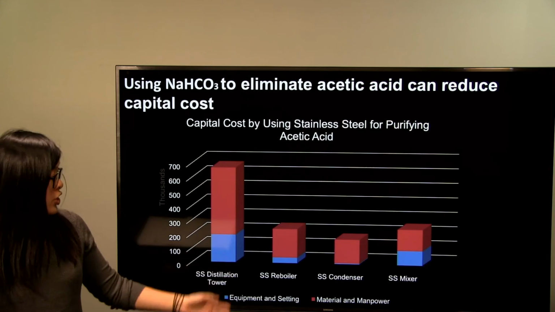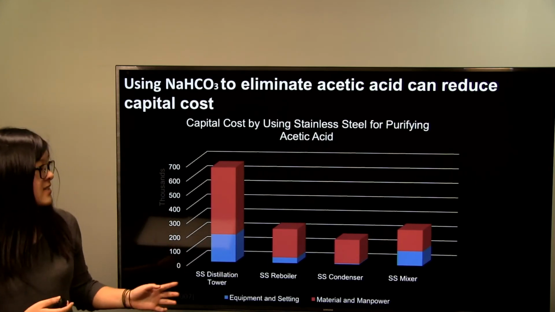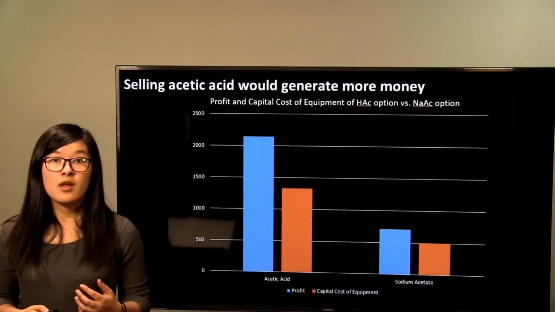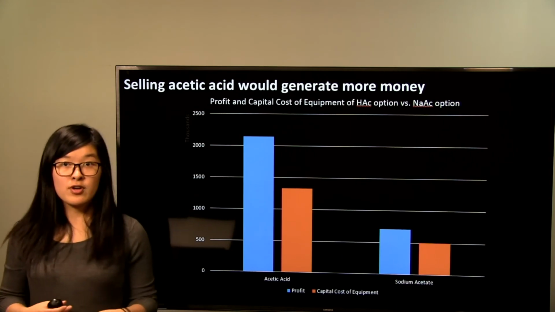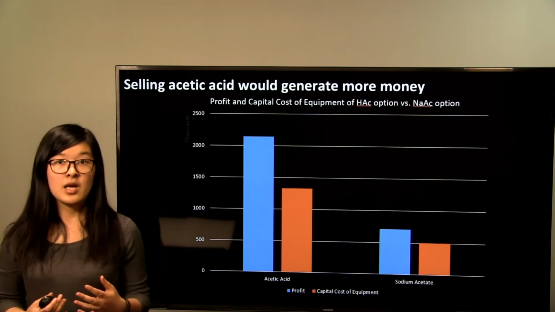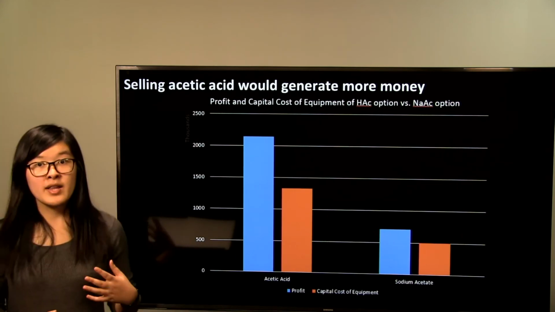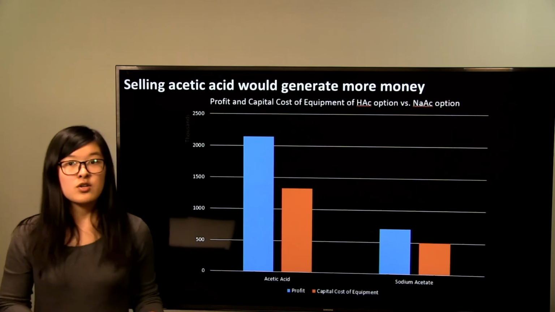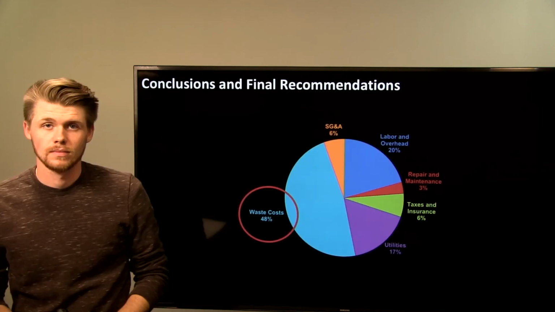So this bar chart shows the material, manpower, equipment and setting costs if we do the alternative study. Although removing acetic acid first can reduce capital costs, the study from Lawrence Shorosky shows that we can make more money by selling acetic acid than with our alternative study. So next, Luis will talk about the recommendations.